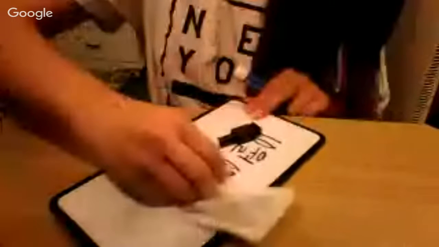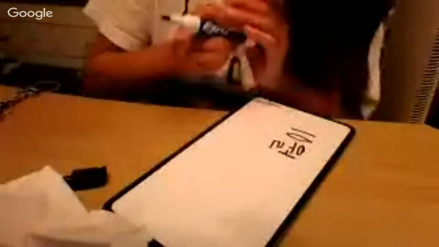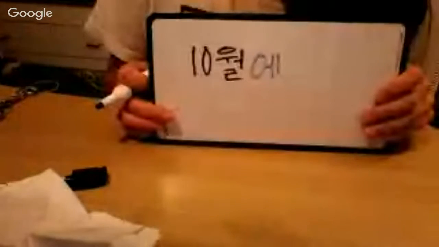So what I just wrote down, this right here means October. I'm having trouble speaking Korean tonight, because I haven't studied in a few days, and I get really rusty really easily. Oh, that's a little better. So hopefully you guys can see that. This is 10월에, 10월에, which basically just means October.